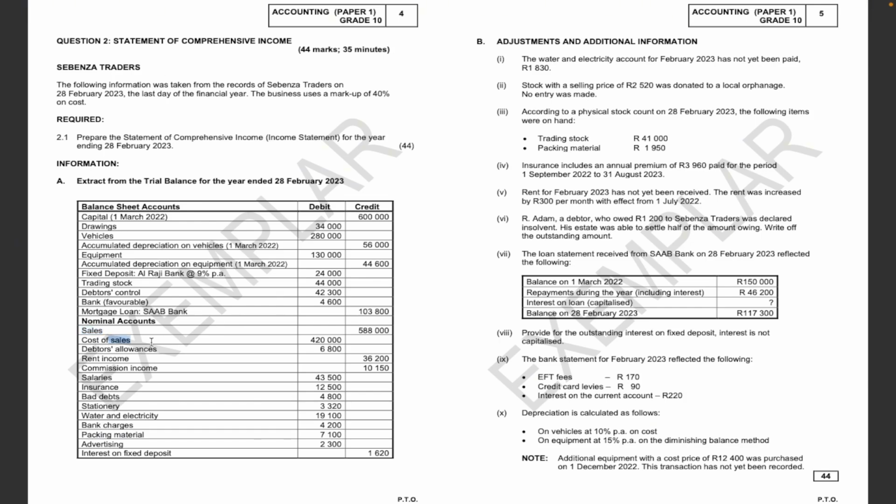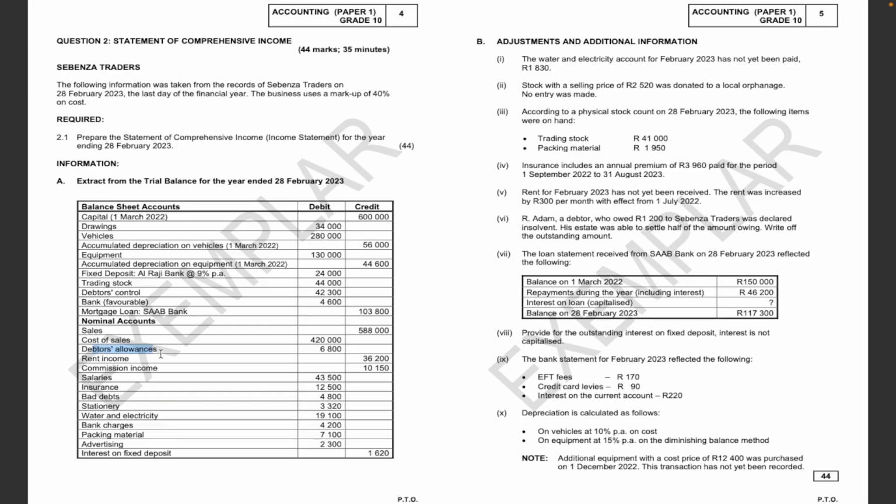You've got cost of sales under that, and then you've got debtors allowances. Well, what does that mean? Well, you need to understand what the word debtors mean. The word debtors mean those to whom you sold on credit, okay? Those who owe you money. You sold to them on credit and they owe you money.